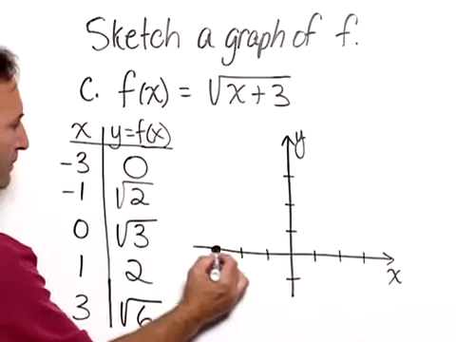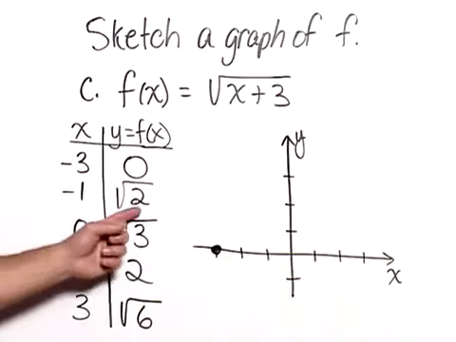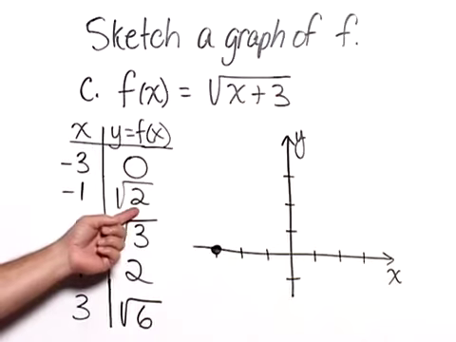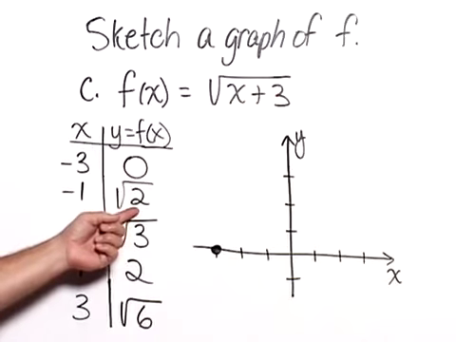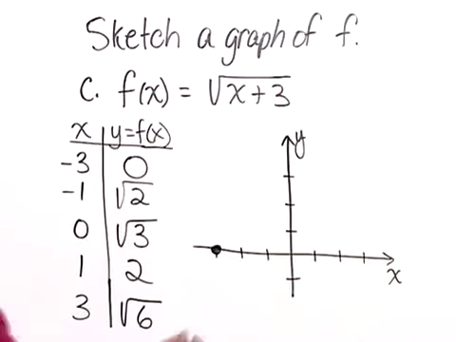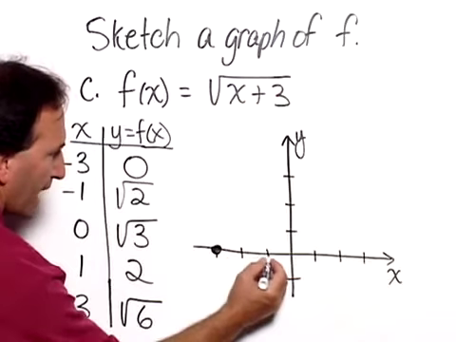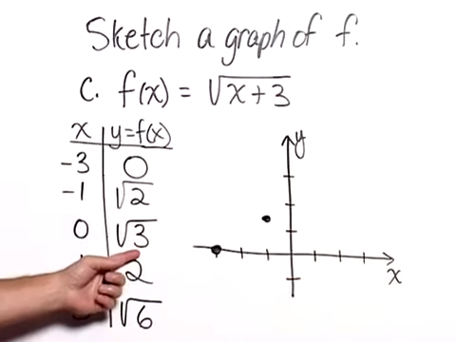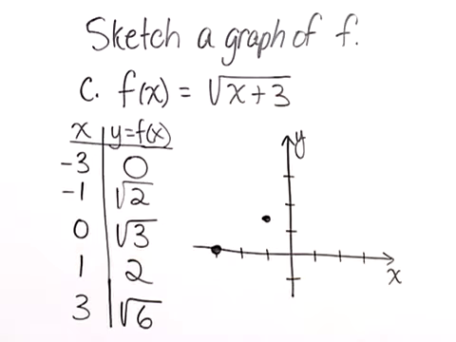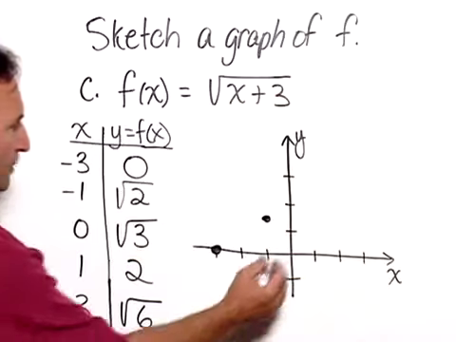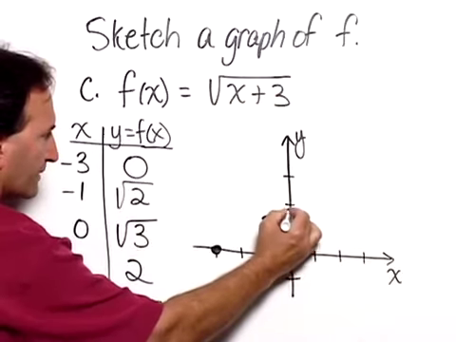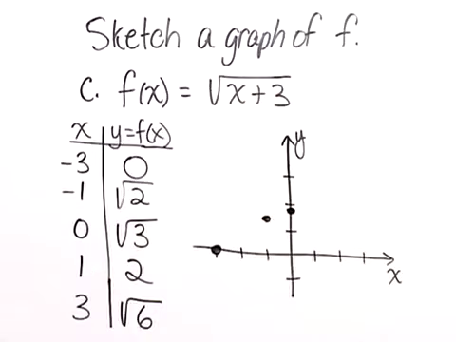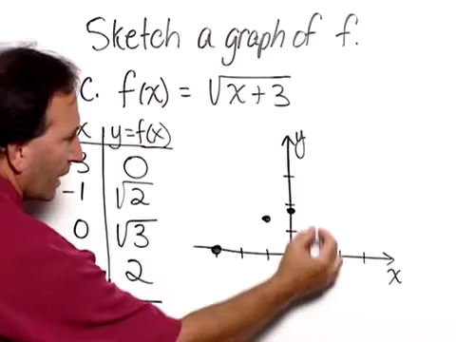Negative 3, 0 would be right here. Negative 1, and then the square root of 2. If you were to substitute that into a calculator, you would find that it's approximately 1.4, etc. So the 1.4 is sufficient for what we're doing. So negative 1, 1.4. Then we have 0, square root of 3. Again, substitute that into a calculator, and that's approximately 1.732, etc. So it would be 0, 1.73, etc. We have the point 1, comma 2.